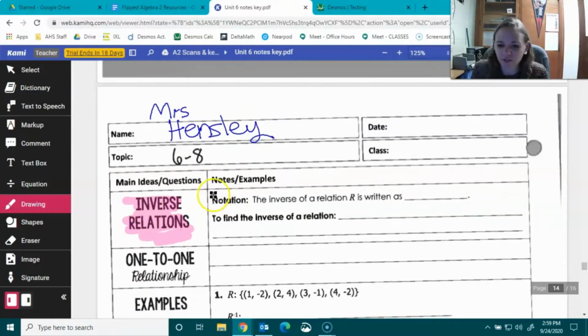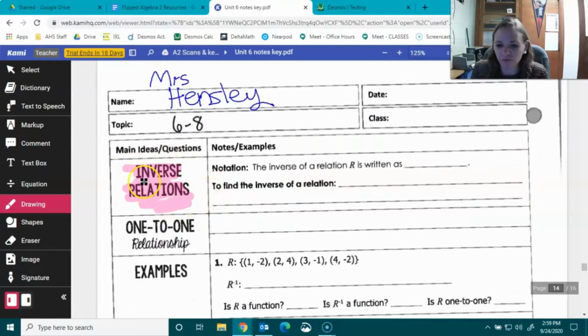Alright, so introducing inverse relationships. We're used to seeing inverse before, like the inverse of A is the opposite, negative A. Or it can be a flip version: A, when you flip it, is 1 over A. It's like the opposite. That's usually what should pop in your head when you see the word inverse. Something's going to be switched around.